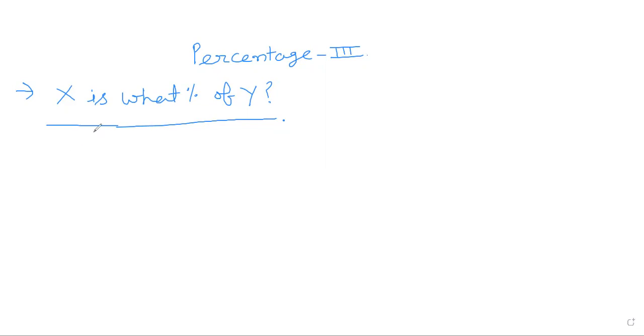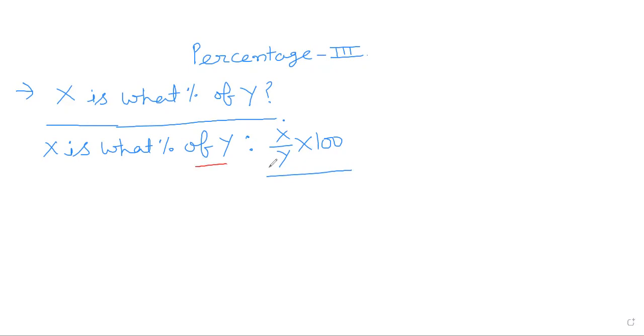So here, X is what percent of Y should be written as X upon Y into 100. Okay. So we are writing Y in the denominator, but why?